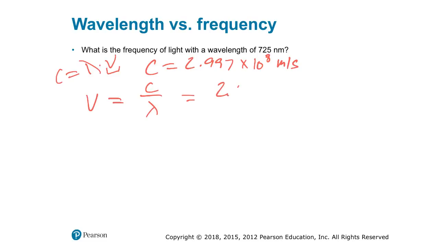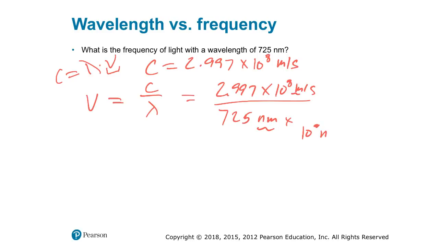And so we'd have 2.997 times 10 to the 8 meters per second divided by 725 nanometers. We just want to convert this to meters to cancel out into the speed of light units. So 10 to the 9 nanometers per meter. Usually remember nano is 9, so there's a lot of nanometers in 1 meter. The equivalent would be, we talked about this before in chapter 1, that 1 nanometer would be equal to 10 to the minus 9 meters.